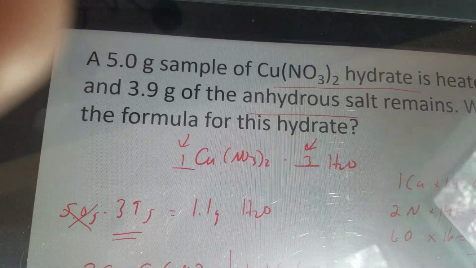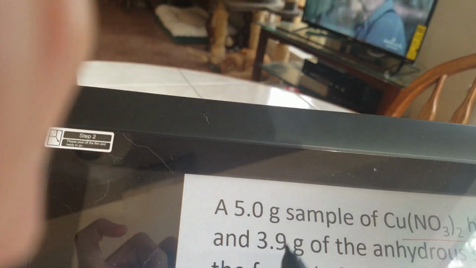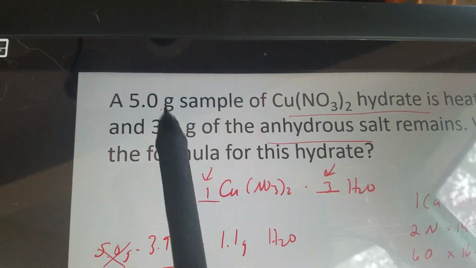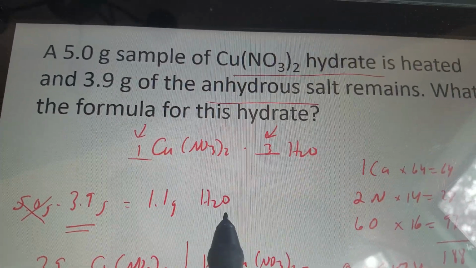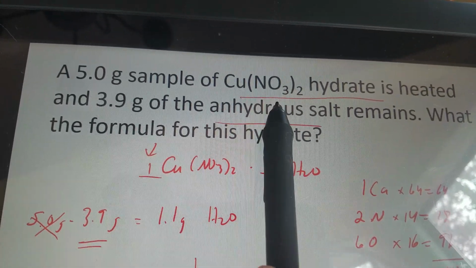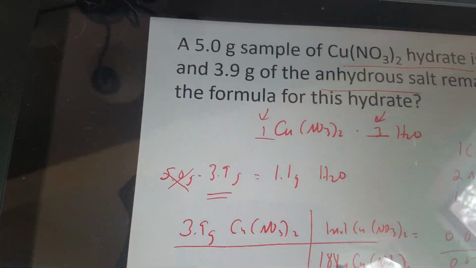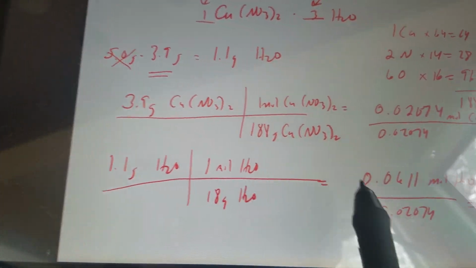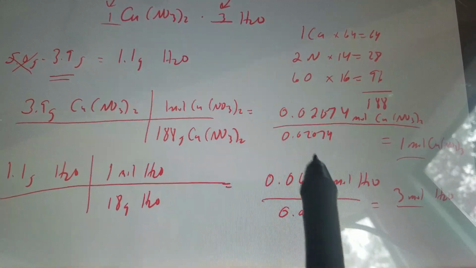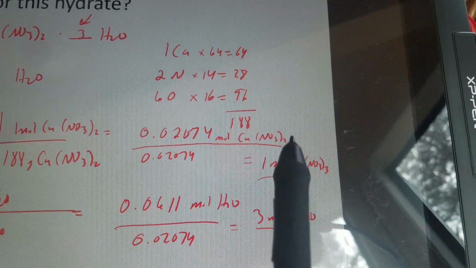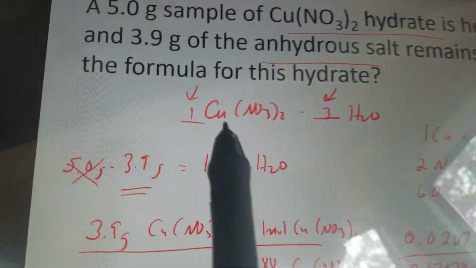So to review real quickly, you'll get your mass of your hydrate and your mass of the anhydrous salt. If you subtract those two values, you'll find your mass of your water. Then you want to take the mass of the anhydrous salt only and convert it into moles, and the mass of the water and convert it into moles. Divide both by the smallest, and that will give you the coefficients that will go in your formula here.